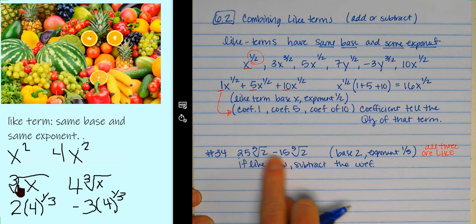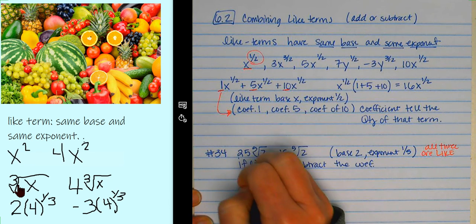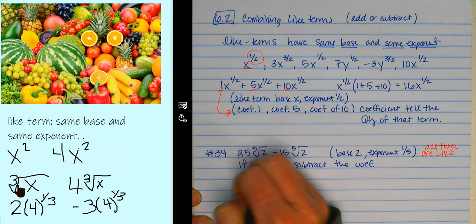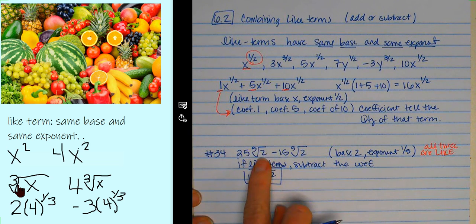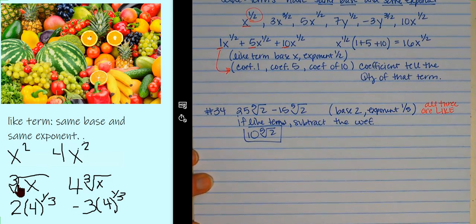So altogether I have 25 minus 15, which is 10 watermelons. But they have to be exactly the same kind of watermelon. They can't be like seedless and seeded. They have to be exactly the same base and same exponent.